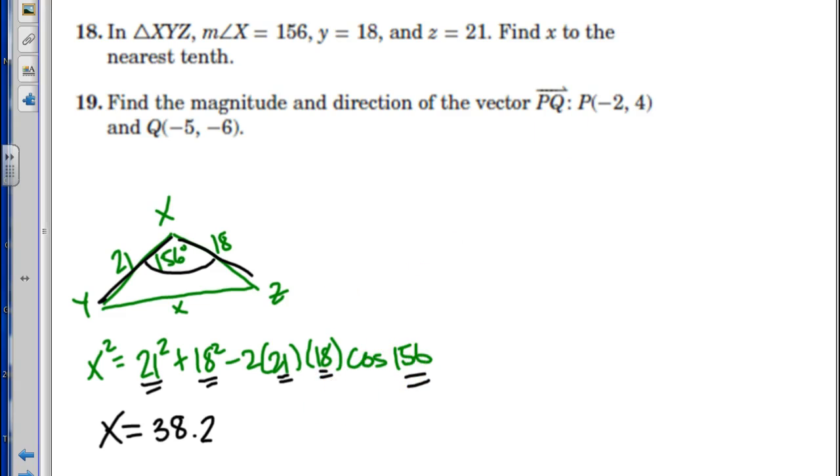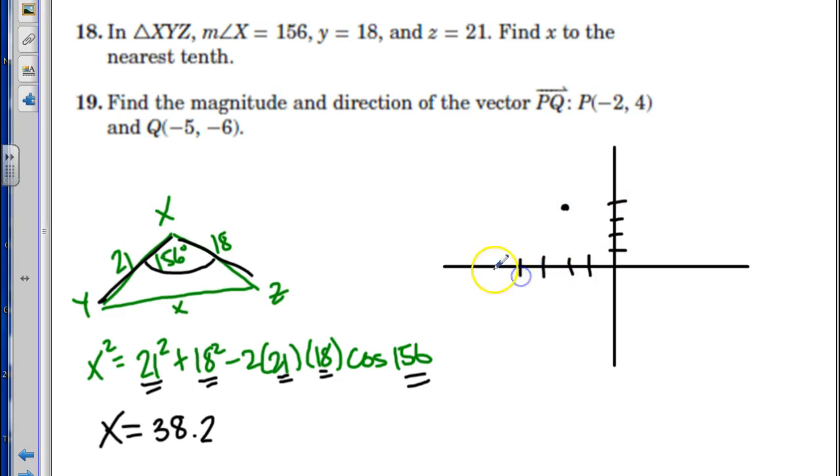All right, number 19, we have vectors going on here. So vector PQ, I'm going to go ahead and just sketch this real quick. We want magnitude and direction of this guy. So -2, 1, 2, 3, 4, and -5, -6.